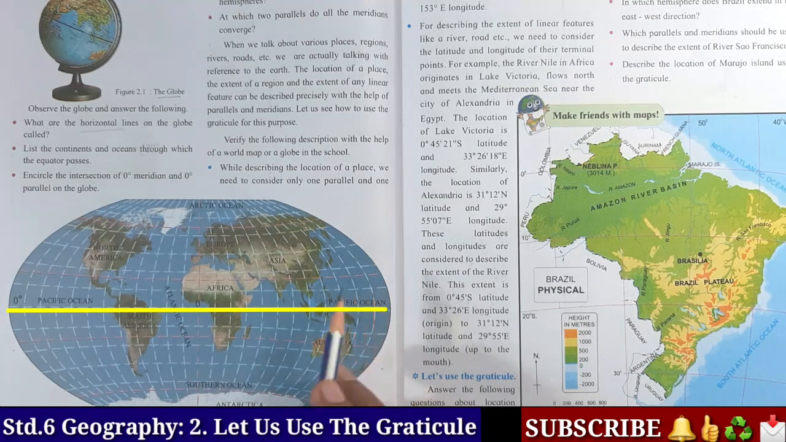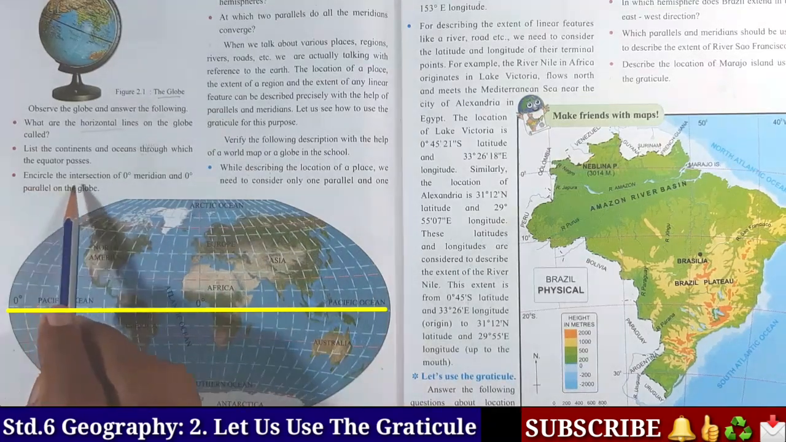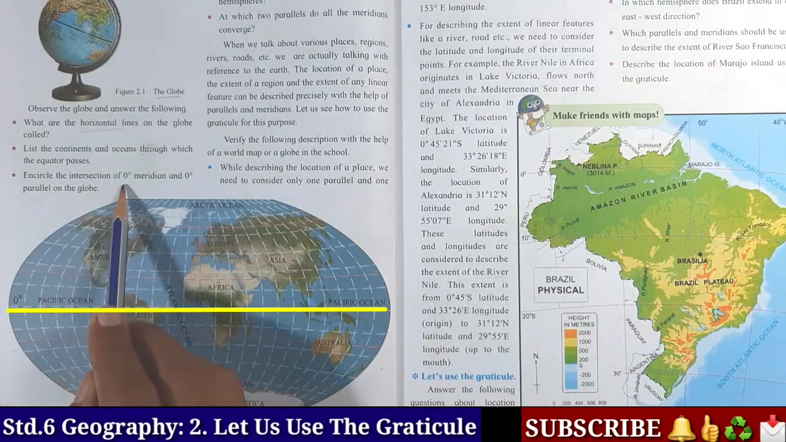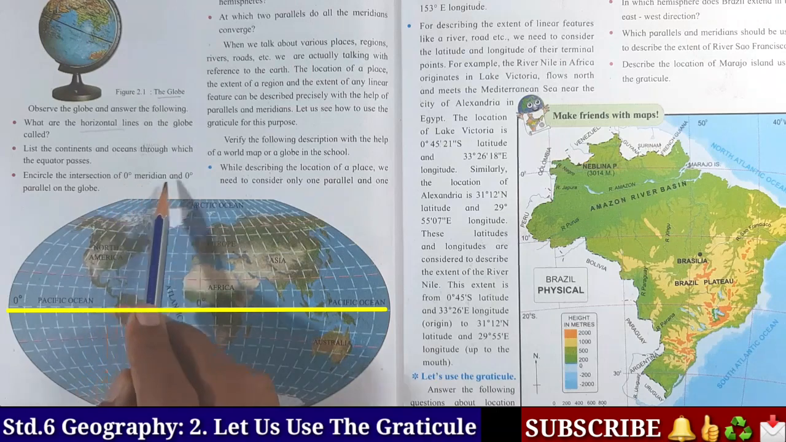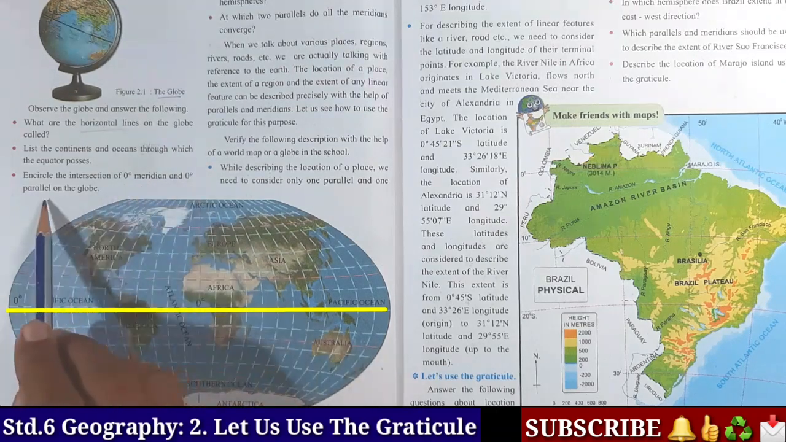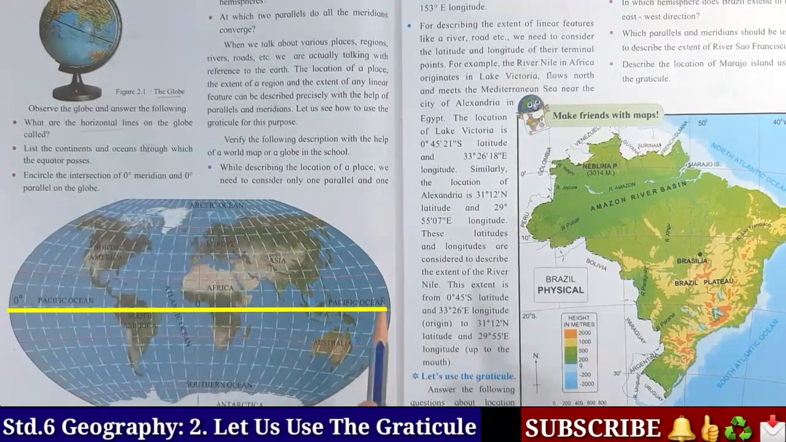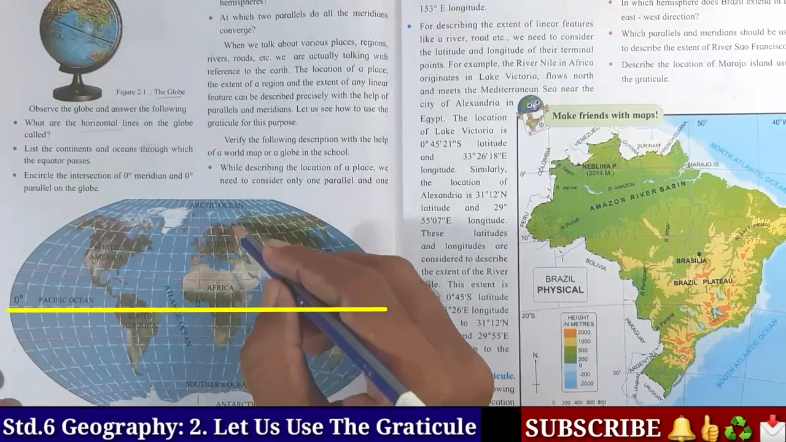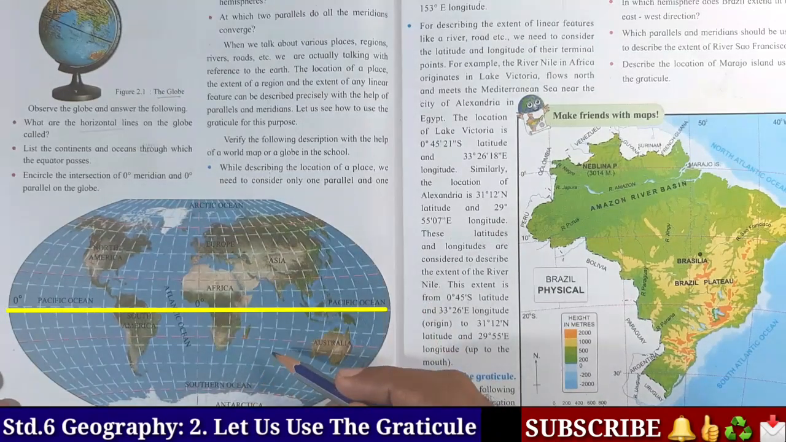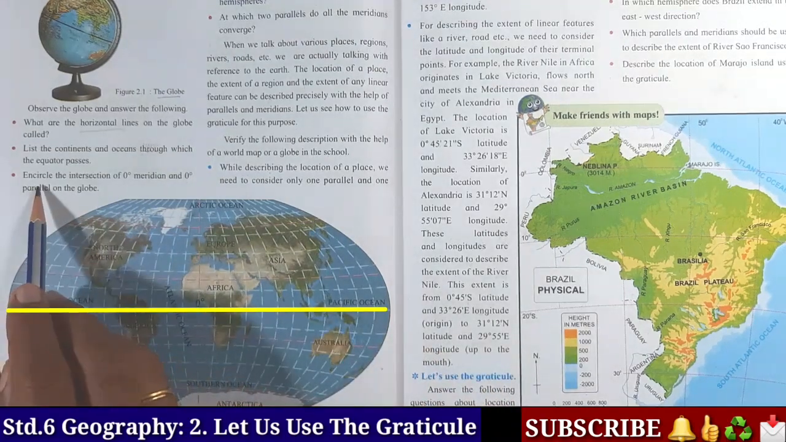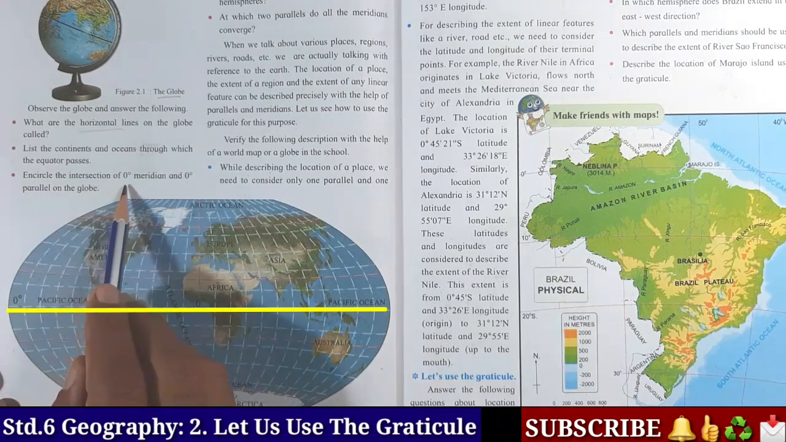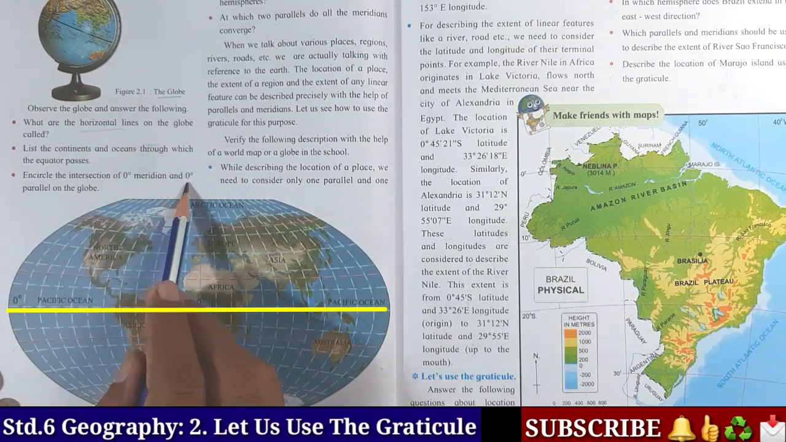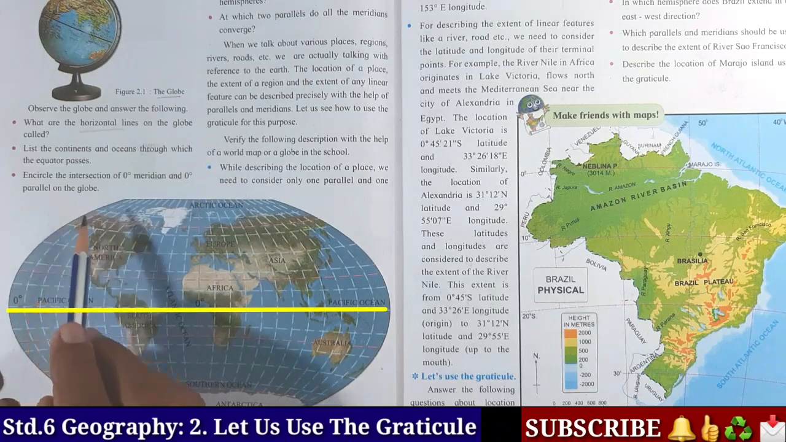Now students, the next question. Encircle the intersection of 0 degree meridian and 0 degree parallel of the globe. Yes students, one more thing I would like to tell you. The longitudes are also called meridians. So here what we have to encircle? Yes, the intersection of 0 degree meridian and 0 degree parallel on the globe.